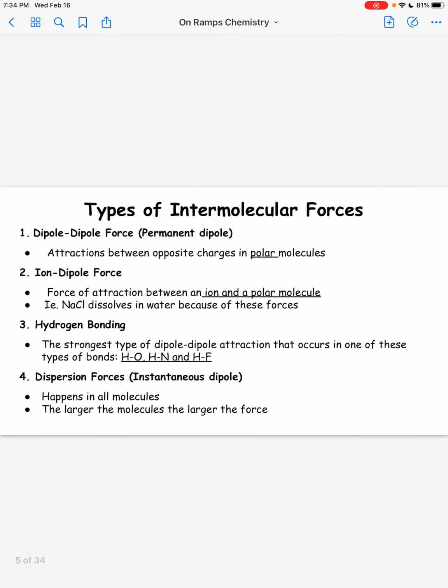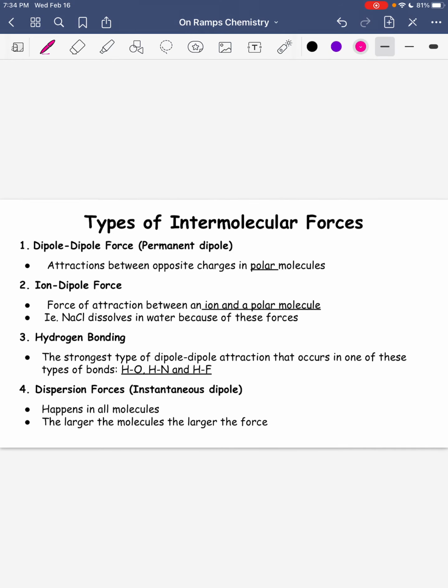So we have four types of intermolecular forces that we are going to focus on in this course. And this is just an overview of them. Dipole will be the attractions between opposite charges in polar molecules. Polar being a big thing, so it has to be polar to have a dipole. Dipole is also known as permanent dipole.